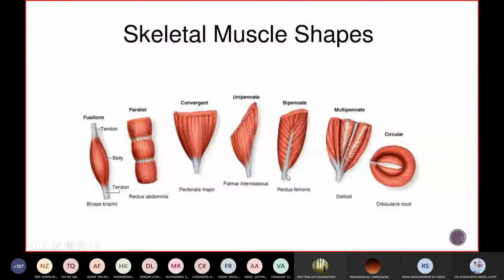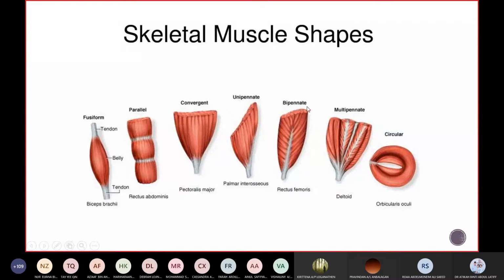For example, I think this picture is clearer because you can see the shape. Here, this is a fusiform shaped muscle, which is the biceps brachii, and rectus abdominis is a parallel muscle. You can see the muscles running parallel with each other, and pec major is a convergent muscle. You can see the fibers converging into one tendon. Unipennate means feather-like. Unipennate means there's one feather-like shape, which is this palmar interosseous.